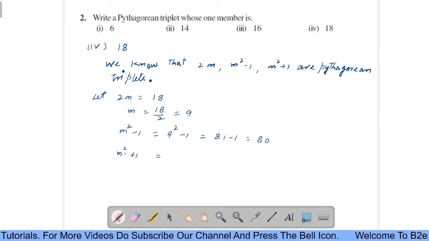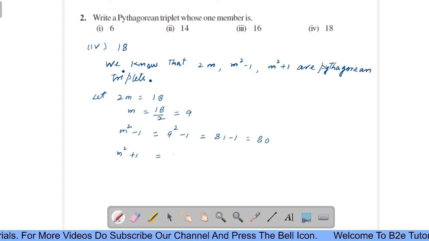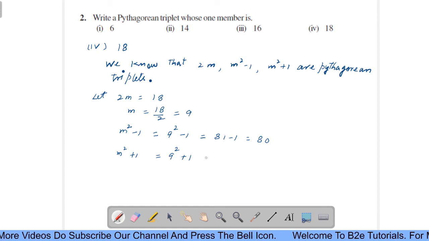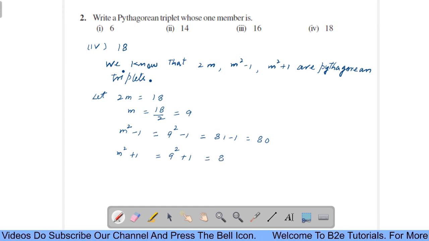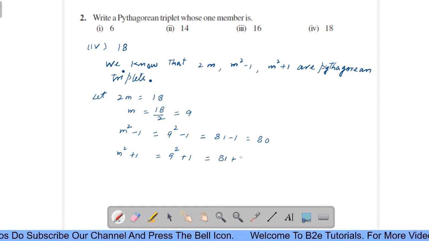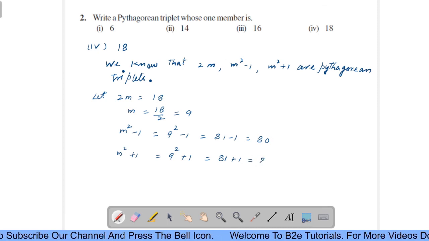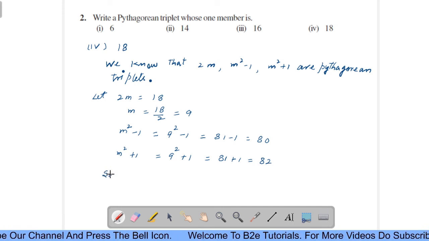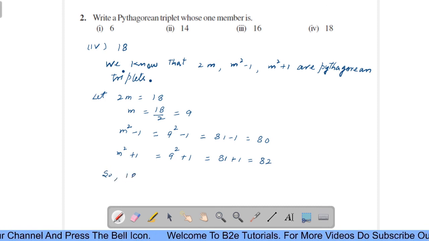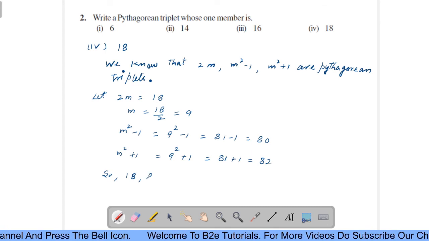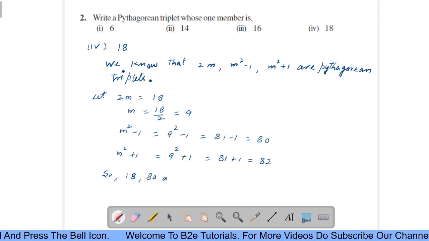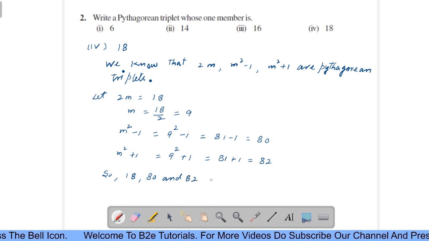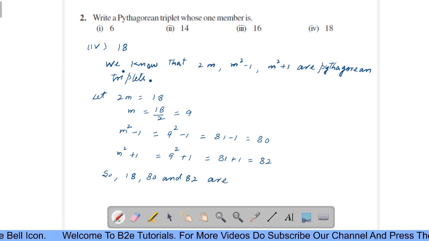Now find out m square plus 1. M is 9. 9 square plus 1. 9 square is 81 plus 1, that is 82. So 18, 80 and 82 are Pythagorean triplets.